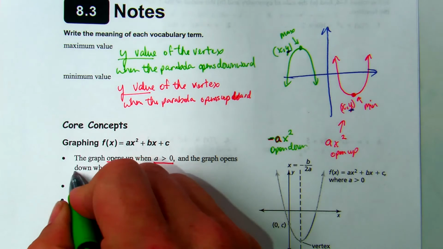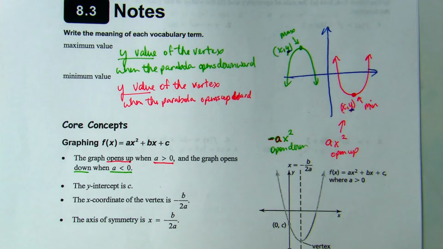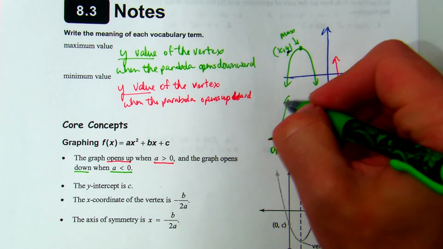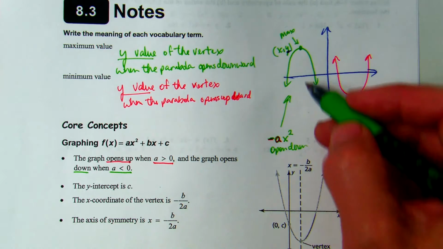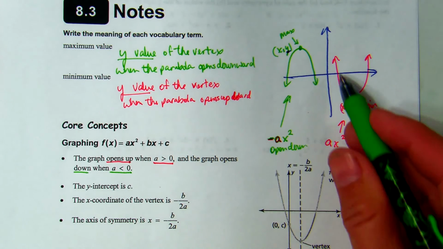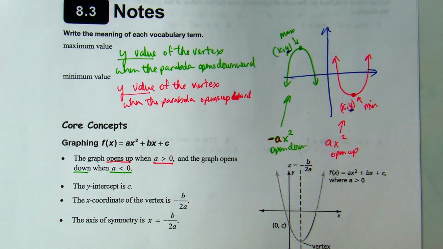And that's what we see here. It opens down as long as a is negative, or less than 0. Whenever you have a negative out in front of the x squared, it's going to open downward. If you have a positive number in front of the x squared, it'll open upwards.